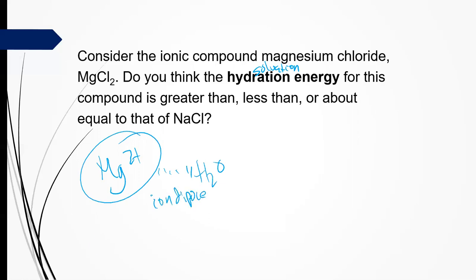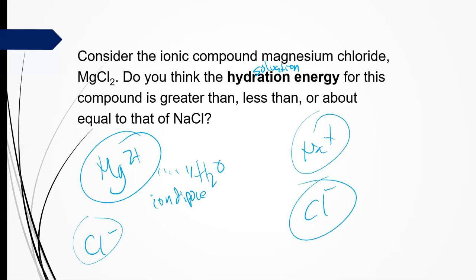So for magnesium, we would have Mg2+ and Cl minus, and for sodium we have Na plus and Cl minus. If we think about those ion dipoles, which one is going to have a stronger intermolecular force? Is it going to be with the MgCl2 or the NaCl? And is a stronger force going to give us more energy or less energy?